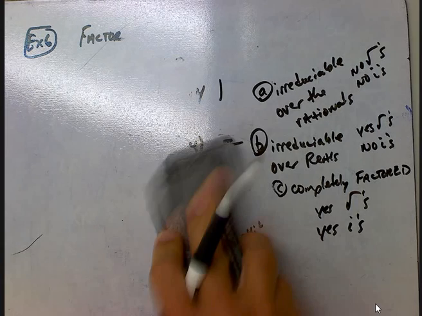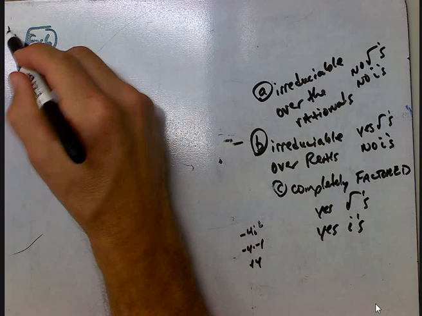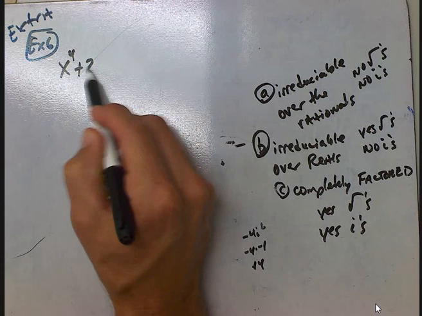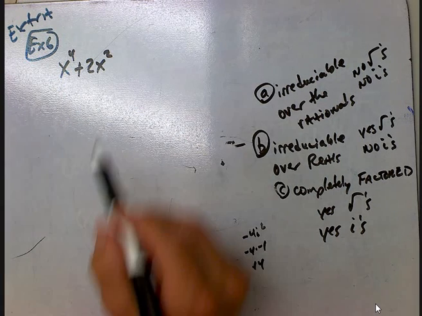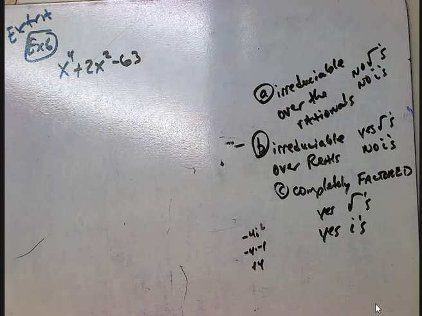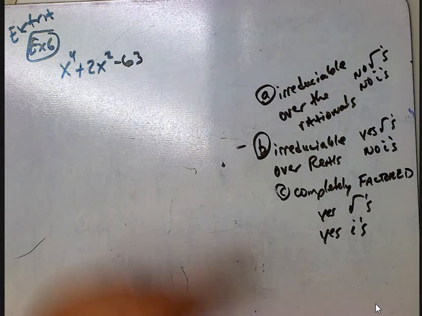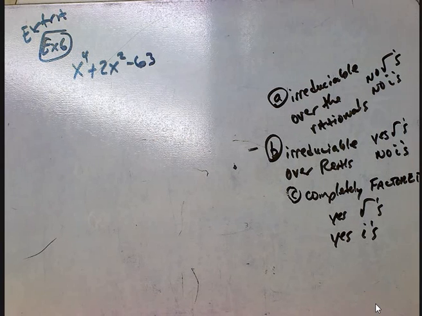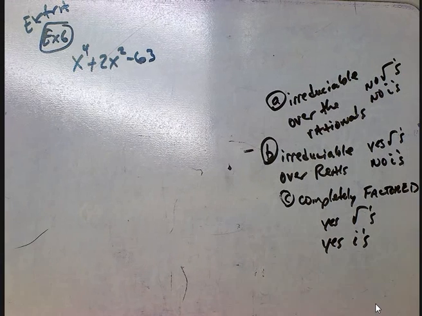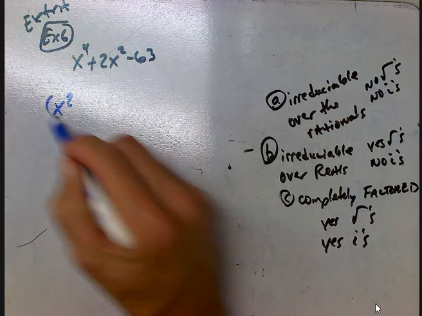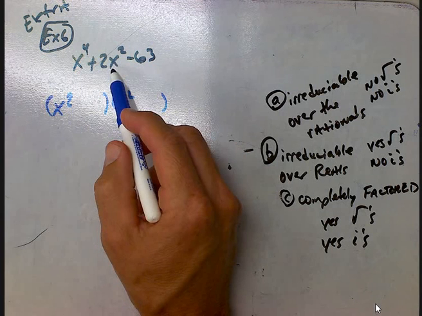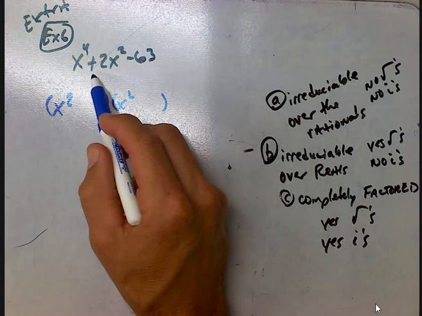And call it extra example 6. And let's go with x to the fourth plus 2x squared minus 63. So again, I'm going to try to factor first irreducible over the rationals, which means with no square roots and no i's. On that, I would have to have x squared times x squared to make x to the fourth, and then add to make x squared in the middle. Multiply to make negative 63. Add to make 2 would be positive 9 and negative 7.